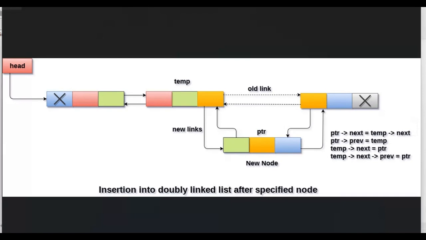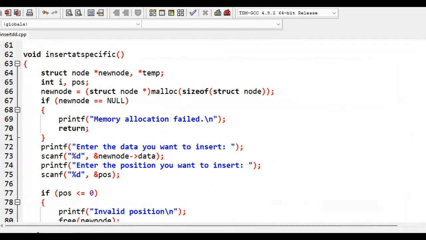Then temp's next, what is this? Temp's next previous. So this value must become ptr, right? So indirectly we are accessing this value, temp's next previous. Temp's next previous is equal to ptr. So I hope you understand. This is very easy only.